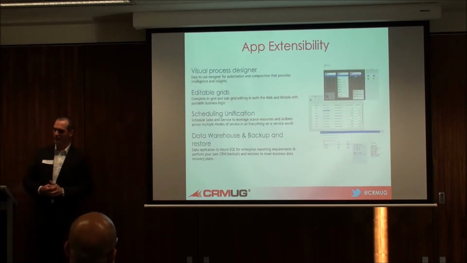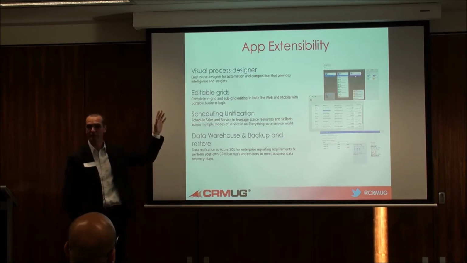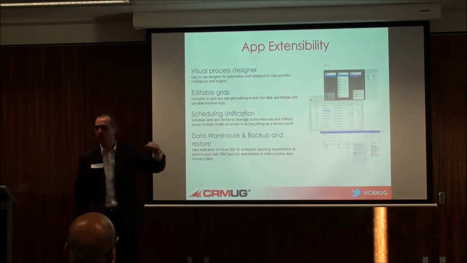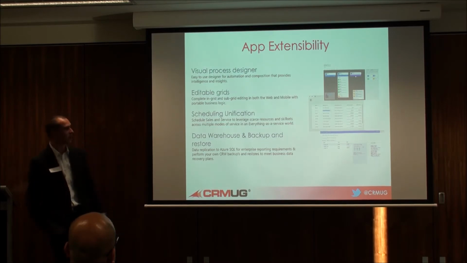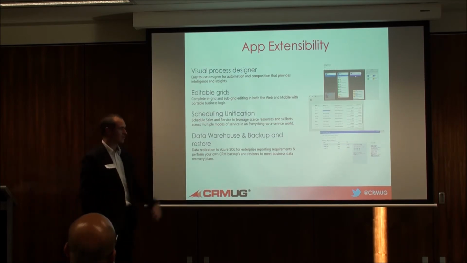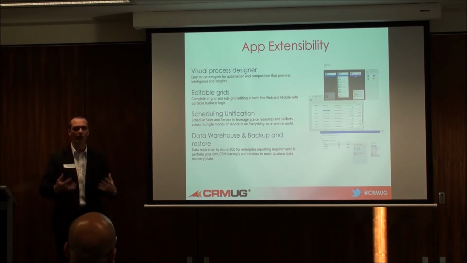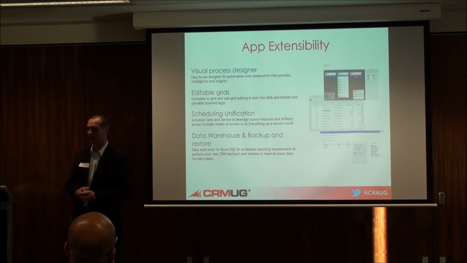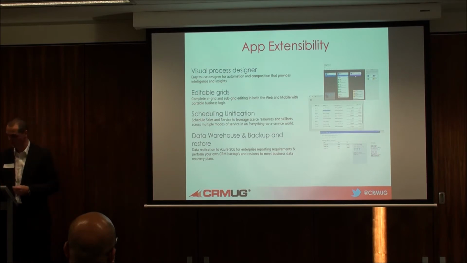From an app extensibility perspective, we're introducing some visual process designer capabilities, which you'll see screenshots of over here. Editable grids, which sounds like a small thing, but it's something which we've been waiting for a long time. Again, the scheduling unification. Also data warehouse backup and restore, so giving you more power over your data that's housed within the cloud, and also providing some additional performance enhancements for reporting as well.